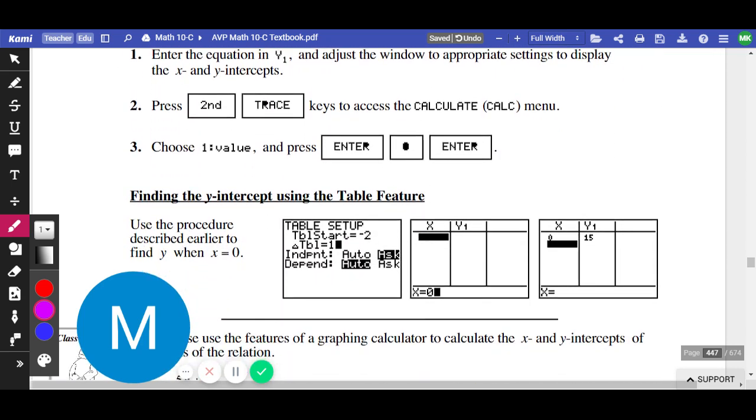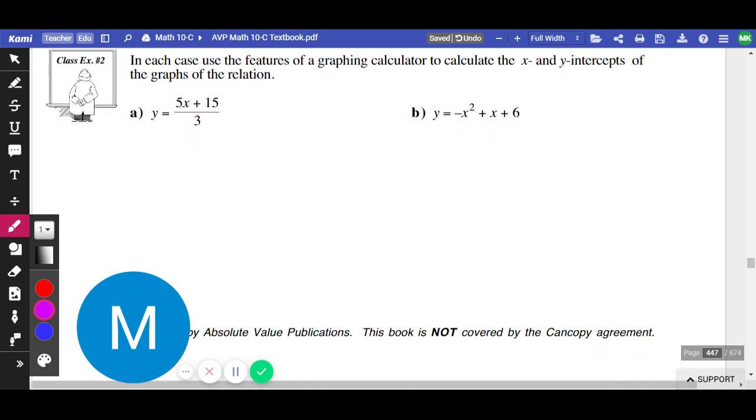Fantastic. I'm going to skip down here. These questions. Try the first one on your own. You're going to put this in your graphing calculator. The way you'd put it in your calculator is you'd put brackets around the 5x plus 15. So you go 5x plus 15 in brackets and then divide by 3. Put that into y1. See if you can find the x-intercept and the y-intercept of it. I'll give you a shot on your own and then I will talk you through it. If you finish that one, feel free to try B on your own.